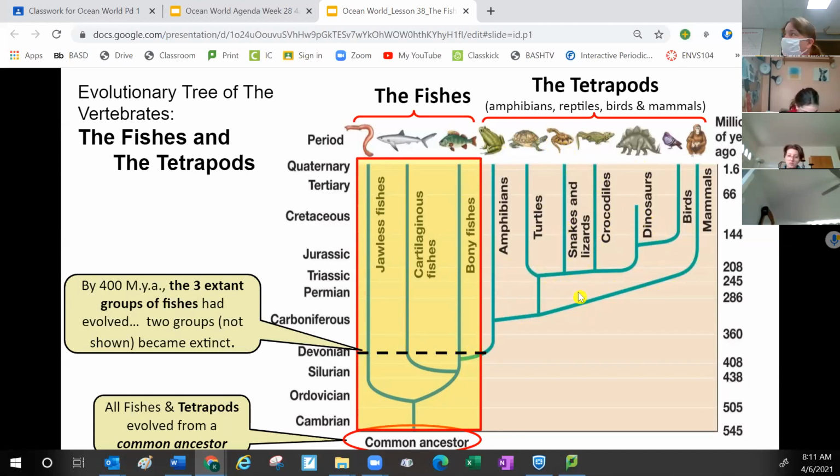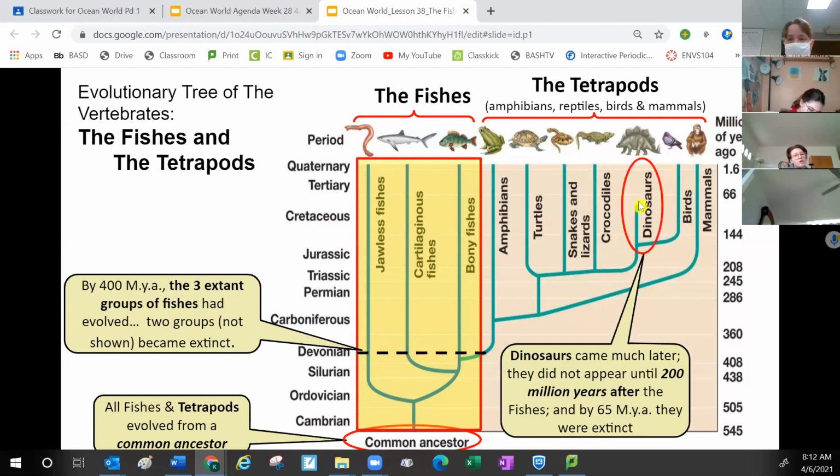And then you'll notice that the land-dwelling tetrapods all developed from what we call the bony fishes. So we'll talk about those bony fishes as well. The dinosaurs didn't actually appear until much, much later, and they became extinct. So they were a very late addition to the tetrapods. Now, in terms of dates here, you don't really need to worry about the dates. Just recognize that the fish came about later than the invertebrates and that they all had a common ancestor.